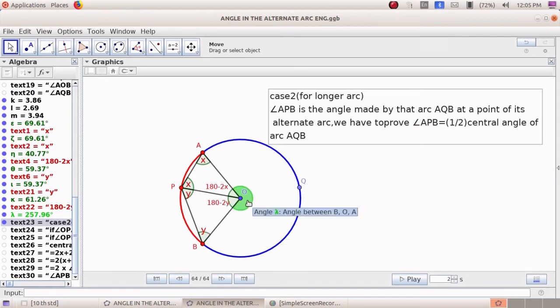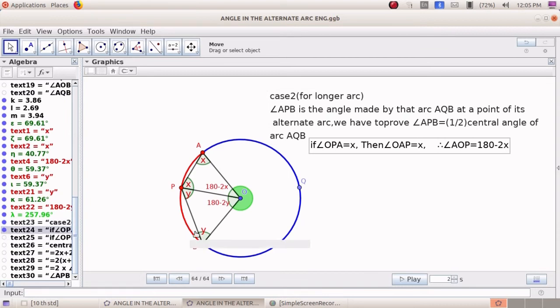Now we have joined this one, and this angle is supposed as x, so this one is x, therefore this will be 180 minus 2x. That is our second step. Like that, this one is supposed as y, then this one is also y, so that this one is 180 minus 2y.